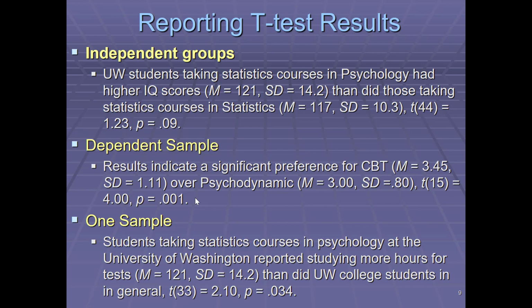So those are just some general examples of how to report your t-test results. Those are the main things that you need to make sure you include. You have to include your mean and standard deviation, and you also have to report your actual t-test. So it just gives you kind of the format of what it should look like or how it's reported.